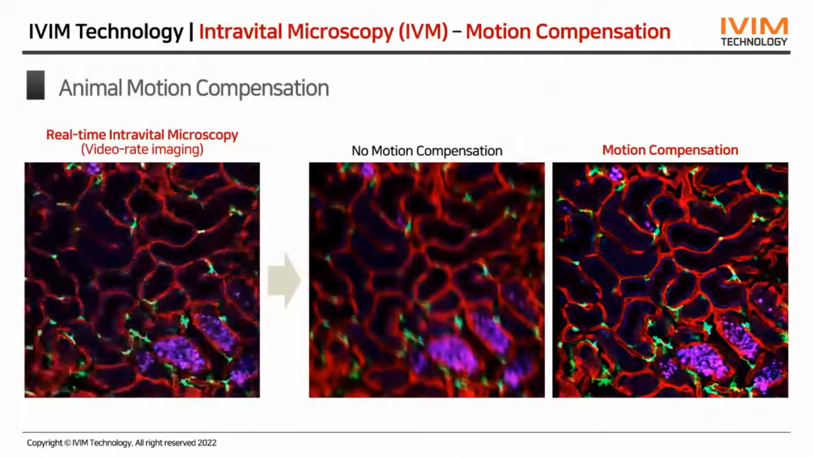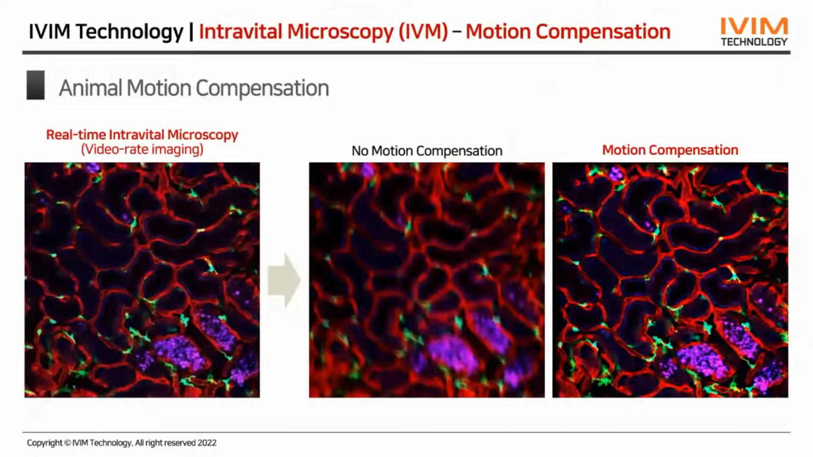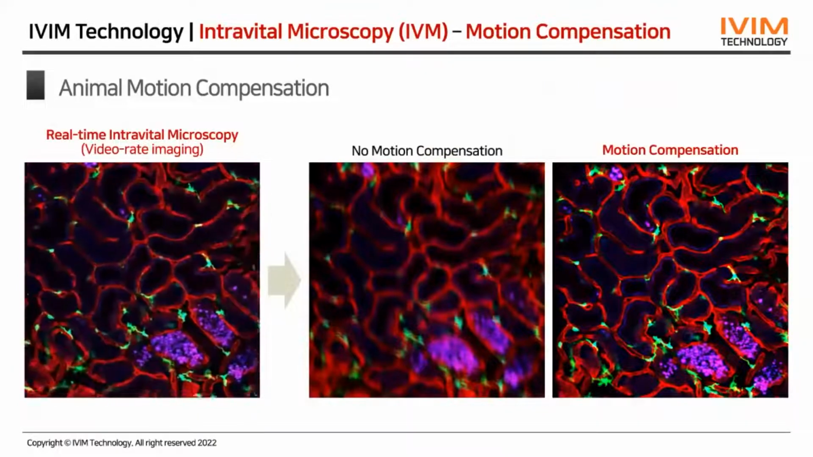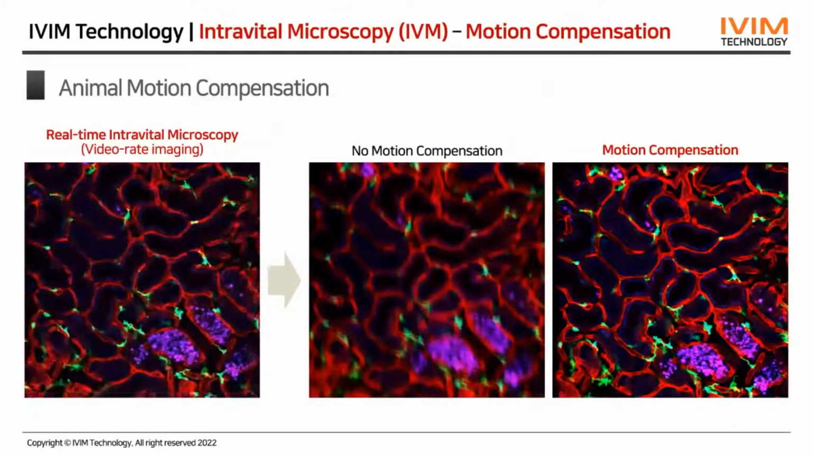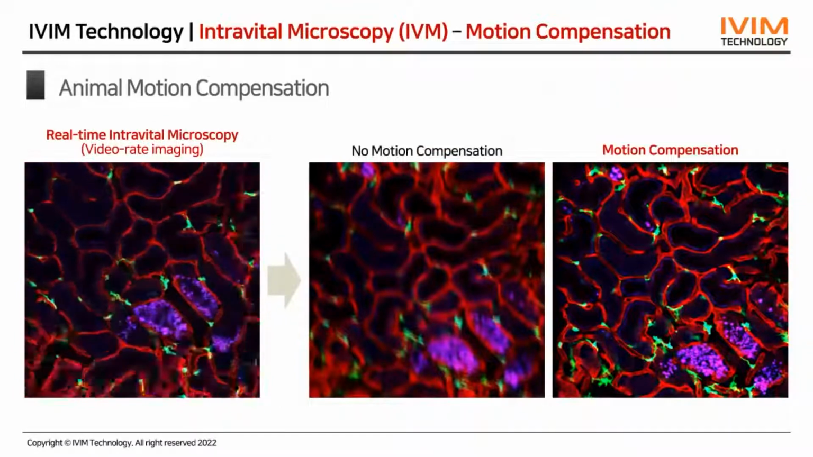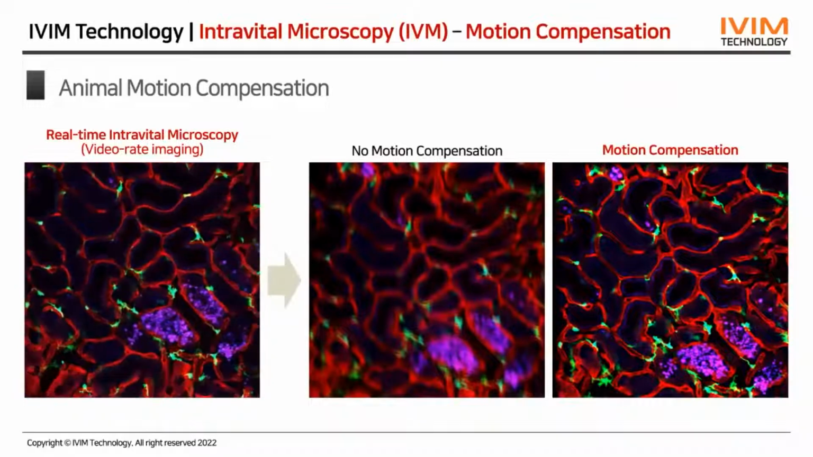In this side-by-side comparison, this is a movie of a kidney. We can see the clear changes before and after applying the function. It is very clear that high-quality in vivo imaging needs this kind of motion compensation function. Without motion compensation, only this blurred image can be obtained due to the motion artifact, which disturbs the quantitative cellular analysis of imaging data.